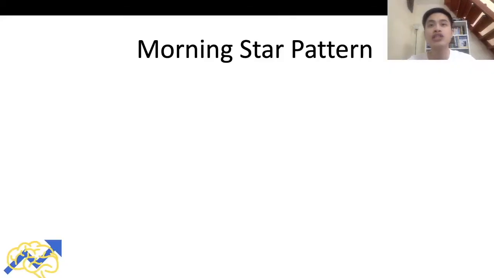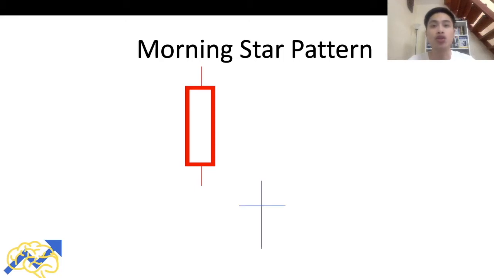The second bullish candlestick pattern that we will take a look at is the morning star pattern. The morning star pattern has 3 candlesticks, so it is a 3 candlestick pattern. The first candlestick in the morning star pattern is a bearish candlestick, followed by a doji candlestick, and lastly a bullish candlestick. That's the first thing we want to look out for in a morning star pattern.